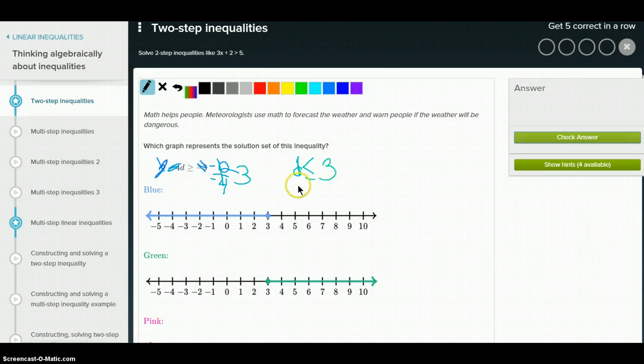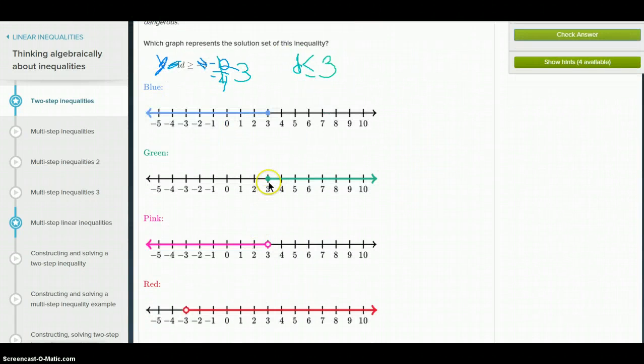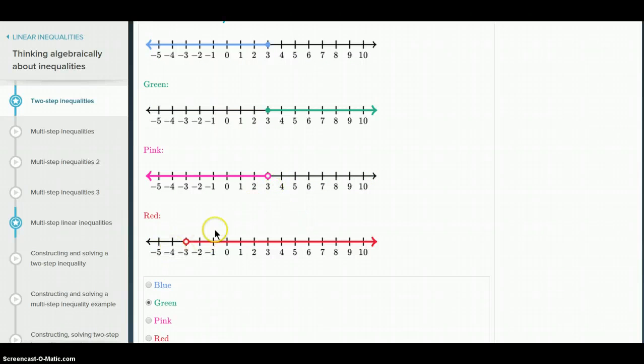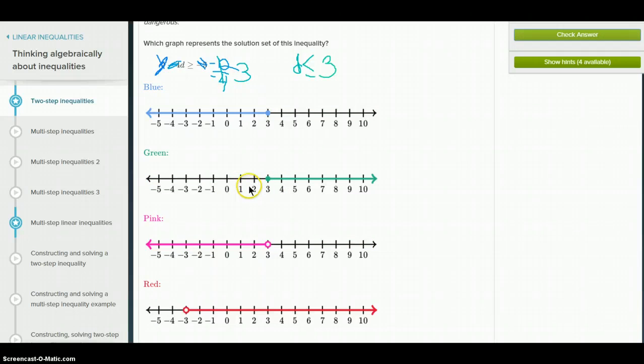So we're going to make sure that the dot is solid because it includes the 3 value, and we're going to make sure that it goes towards the numbers that are less than 3. So that looks like this could be this blue one here. It's always good to double check and make sure. So it's not this one, it's solid, but it's going to positive numbers that are greater than 3. And both of these, they don't include 3, so it can't be those. The answer is going to be blue.